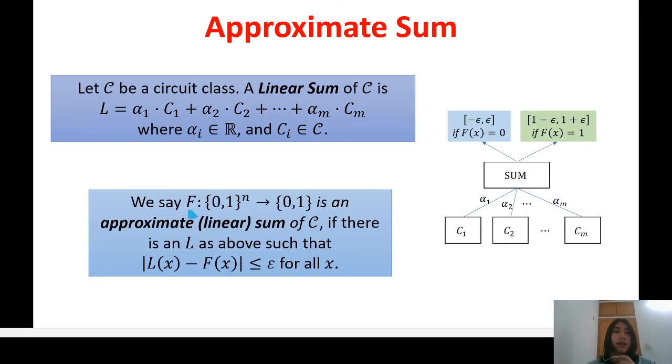Now, let f be a Boolean function. We say f is an approximate sum of C if there is a linear sum such that it's very close to f in L infinity norm. That is, for any input x, if f(x) is 0, then this linear sum is very close to 0, and if f(x) is 1, then this linear sum is very close to 1.